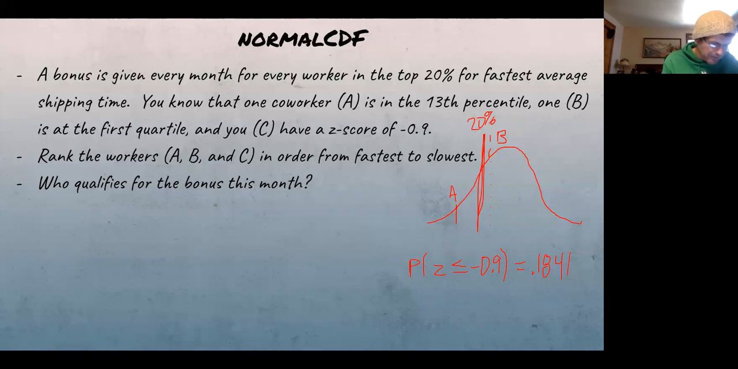And we could go one step further if we cared to. So I'm going to just draw a line right here. That's going to be me, worker C. So in order from fastest to slowest, it's going to go A, then C, then B. And who qualifies for the bonus? We do, A and C.